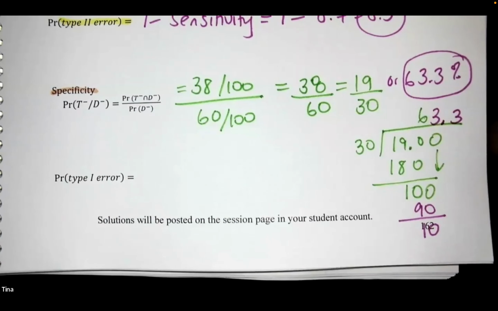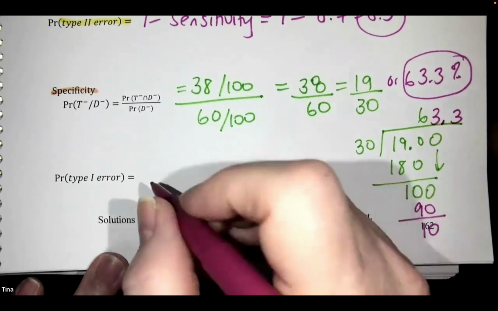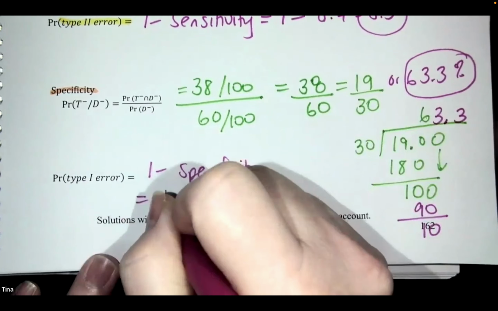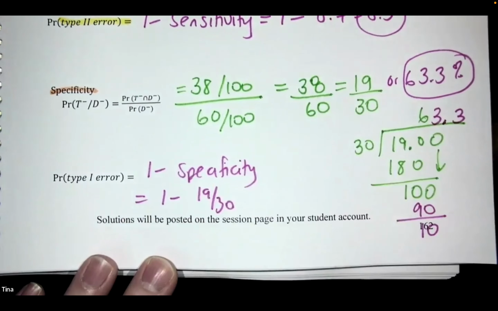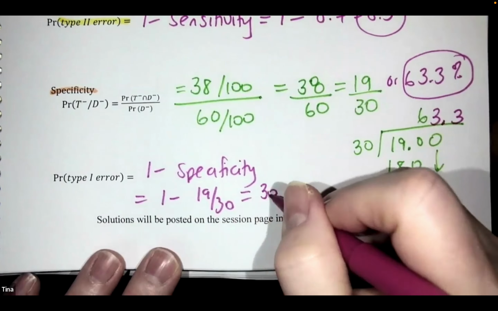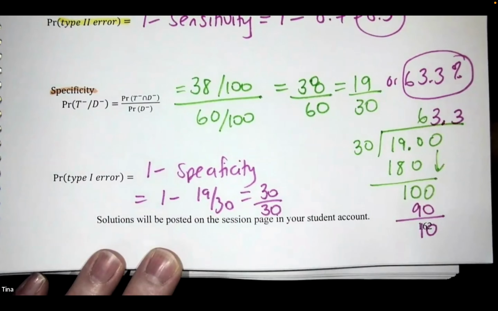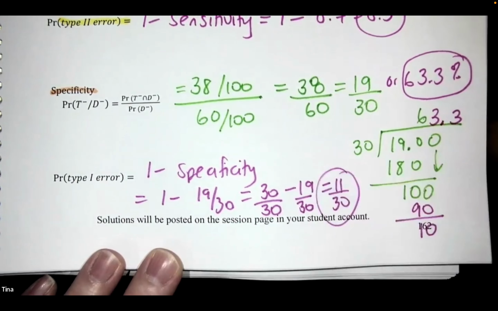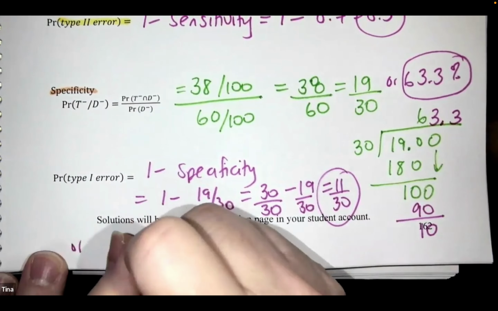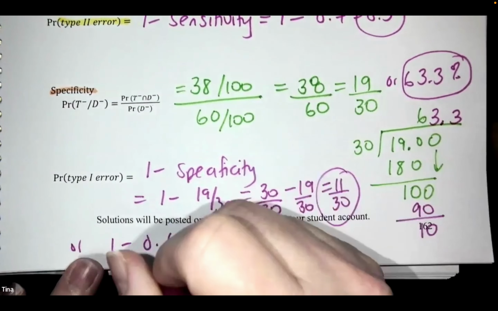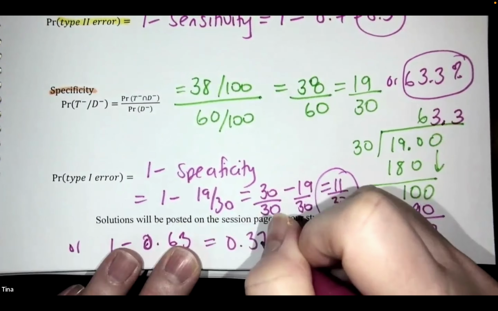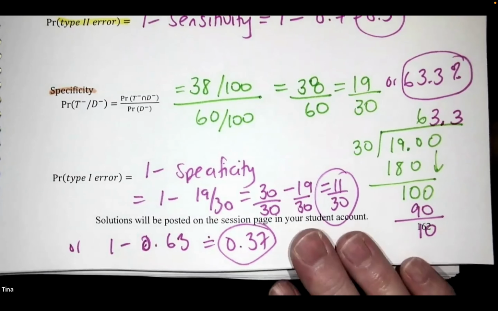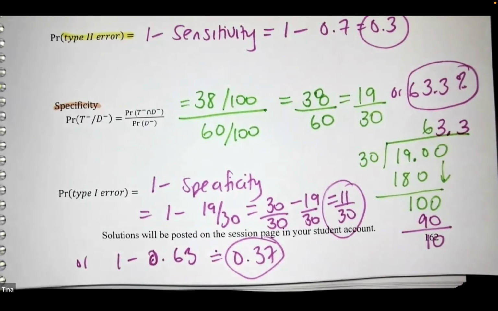Okay. So the probability of a type 1 error would be 1 minus our specificity. And if we want fractions, just 1 minus 19 over 30. So we could just say common denominator of 30. So 30 over 30 minus 19 over 30 would be 11 over 30. If we wanted the decimal, we could just do 1 minus 0.63. 0.37, approximately, right? I'm not sure how many decimals they would keep. It just depends on the prof making the exam.